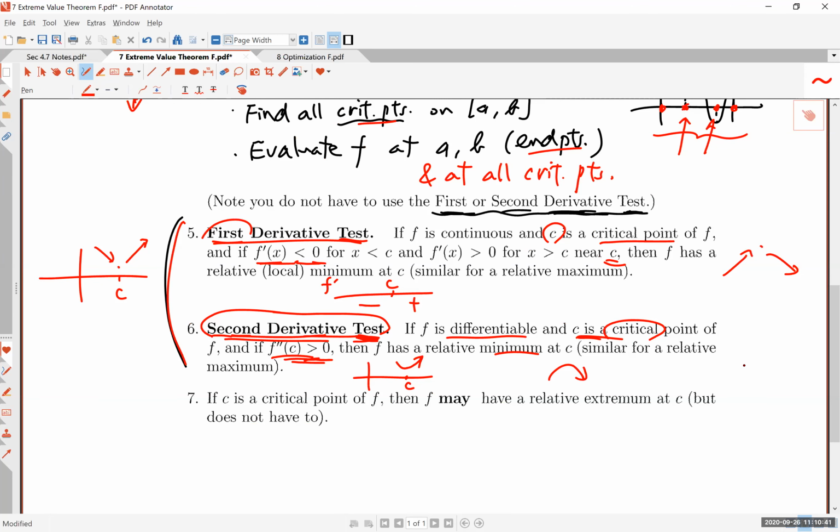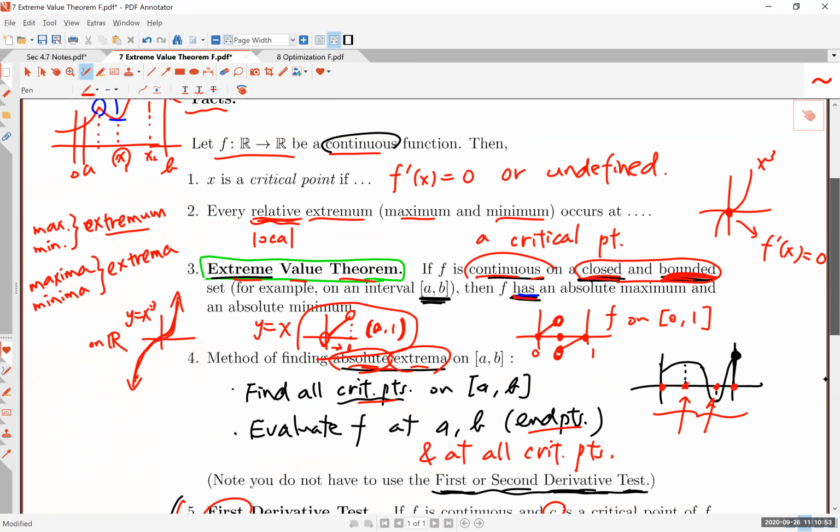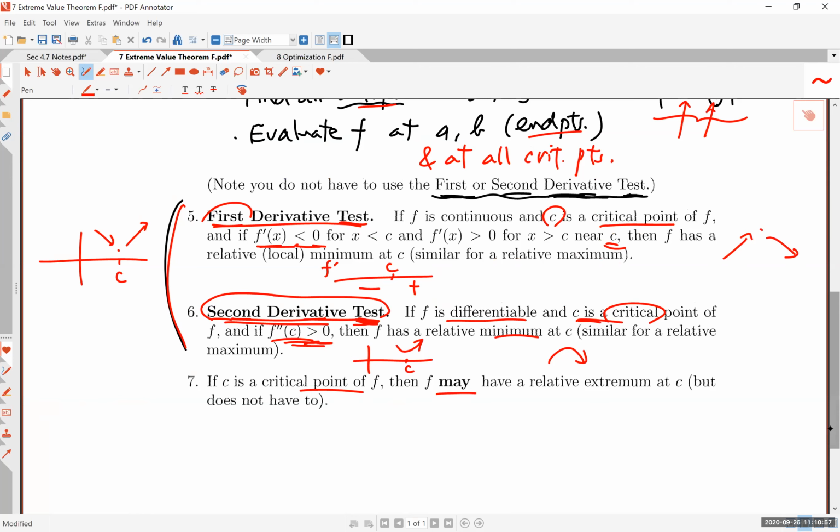All right, number 7, if C is a critical point, f may have a relative maximum, but it doesn't have to. That's what I was saying at the beginning. So with that, I hope you understand this. If there's any part of this you don't understand, make sure you review your calculus 1 and then get back to our lesson on 4.7.